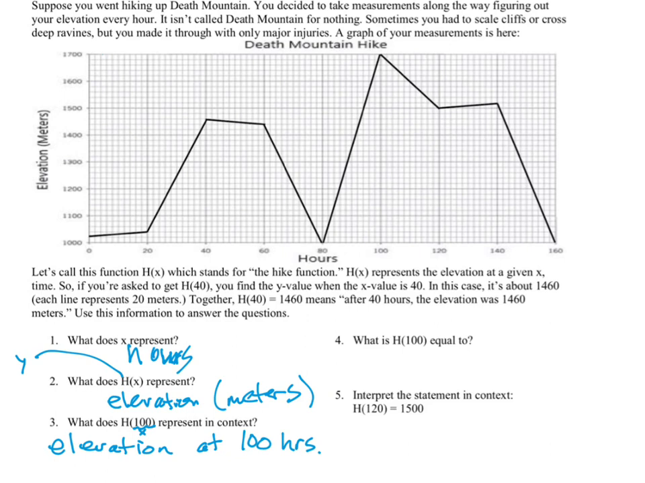So, question 4, what is h of 100 equal to? Remember, to do that, you have to go to your x value of 100, and then you go up or down to find your function. In this case, it's going up. And you come here, and we have this value here, which comes out to be 1700. So, h of 100, let me do capital H, equals 1700, or 1700 meters in that case.